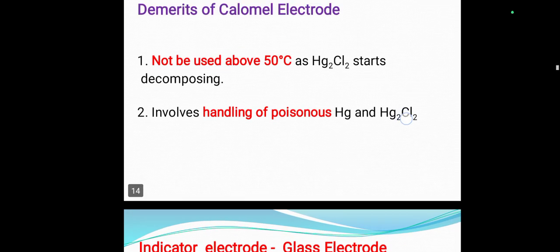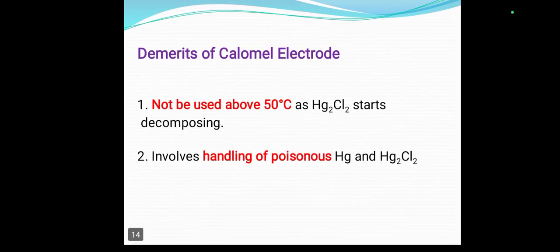Okay, so this is the information about the calomel electrode. We saw the definition of reference electrode, then the calomel electrode construction with diagram, then the reactions, the equation to find the potential, and then the demerits of calomel electrode. Okay, so this is about calomel electrode.